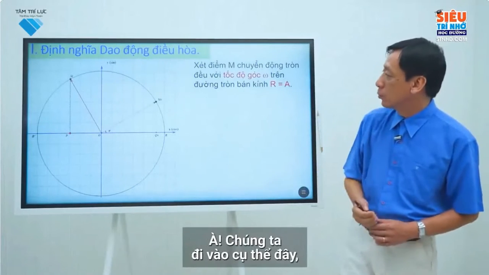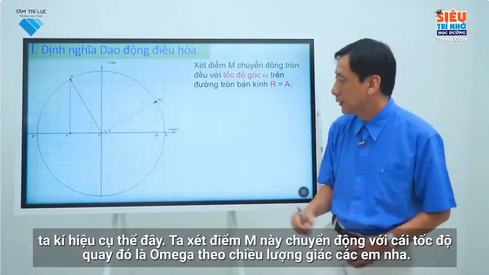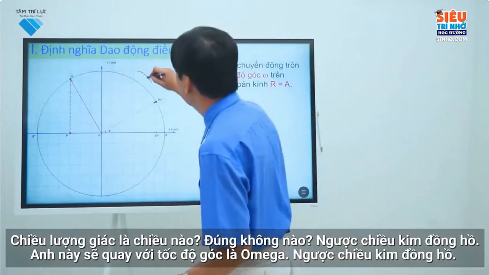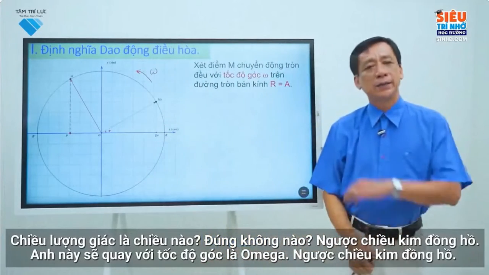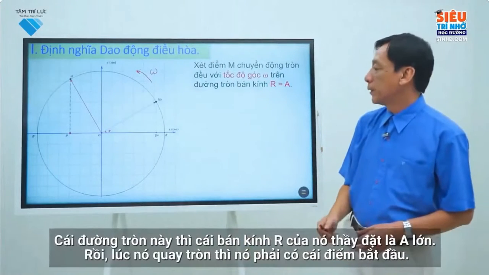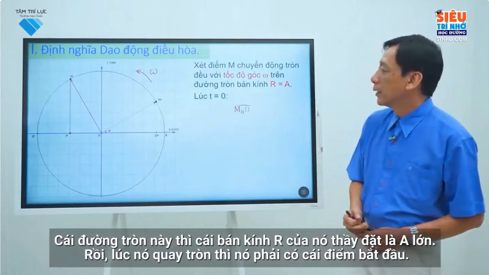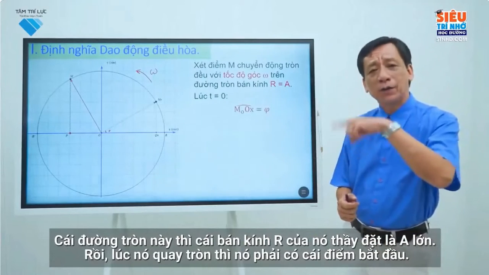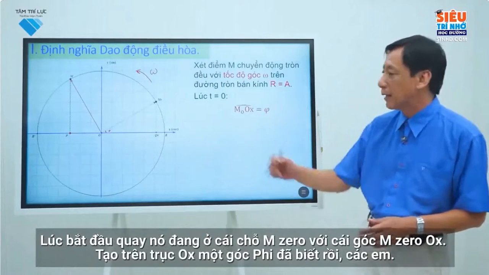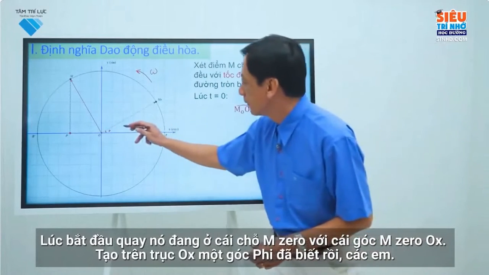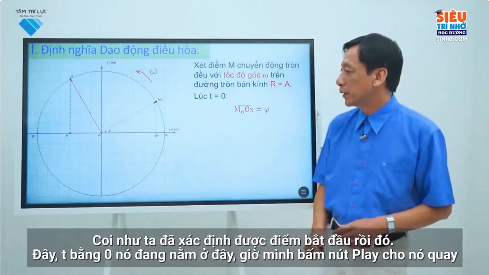Let's go into details. We consider this point M moving with a rotational speed omega in the trigonometric direction. What is positive direction? It is counterclockwise. The mass point M will rotate with an angular speed of omega, counterclockwise. I name the radius r of this circle as A. Then, when it spins, it must start at a starting point. At the beginning of rotation, it is at the point M0. The angle M0OX is the given angle. We consider that we've already found the starting point. When t equals 0, it lies here.